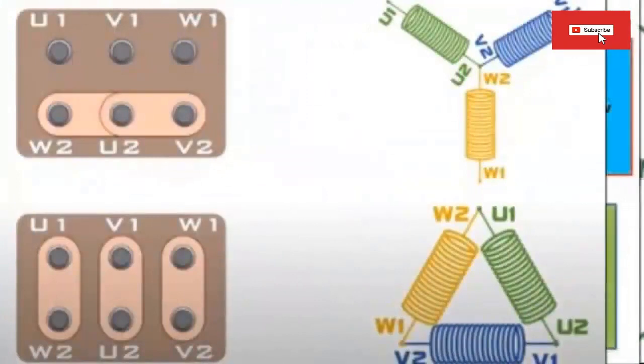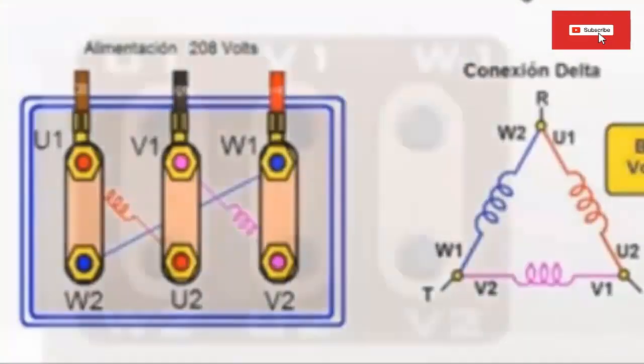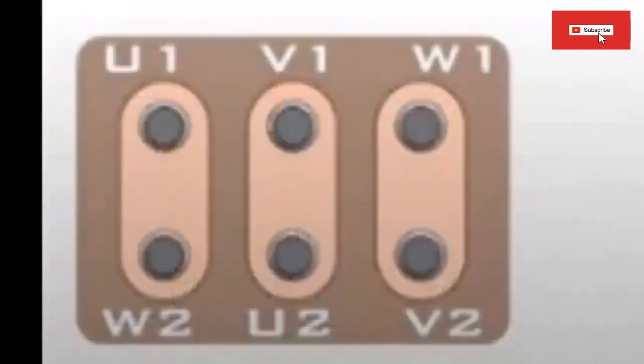Direct connection of a three-phase motor in triangle or delta, that is, the maximum voltage. The end of one coil is joined with the beginning of the next and thus the three are joined. The current through the circuit is maximum. This connection can be used for motors with low power and starting torque. It is made as shown in the figure.